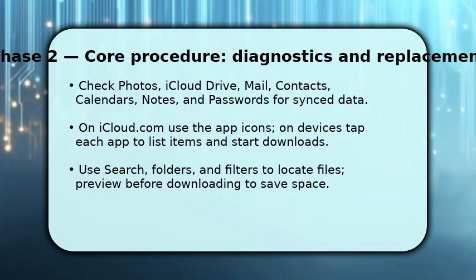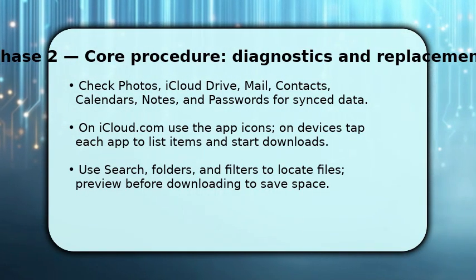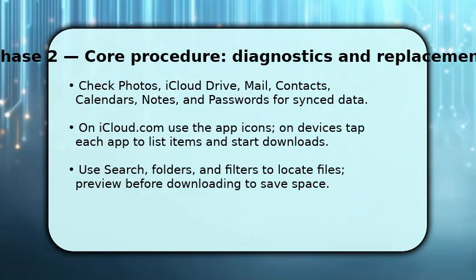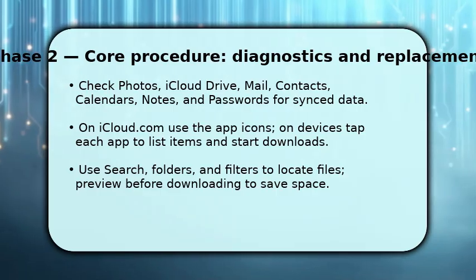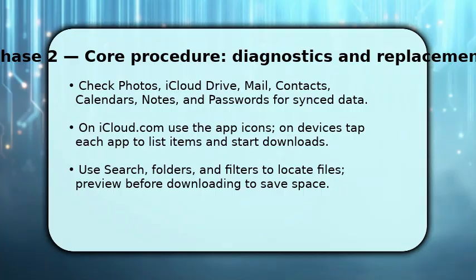Open Photos to review synced pictures and videos, then iCloud Drive to browse documents and folders. Mail, contacts, and calendars show synced communications and events. On iCloud, click icons. On your device, tap app names.